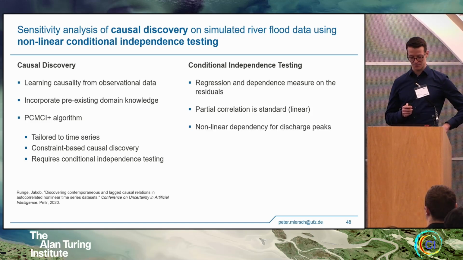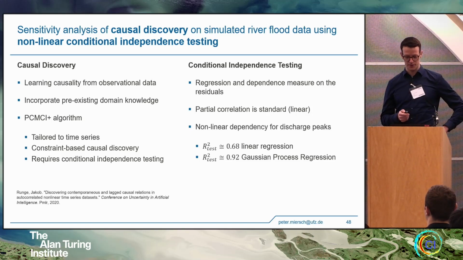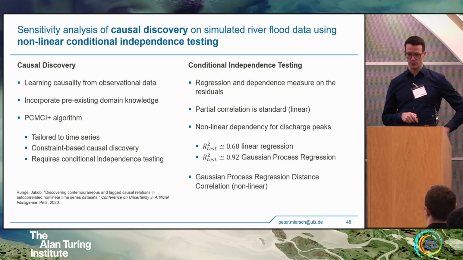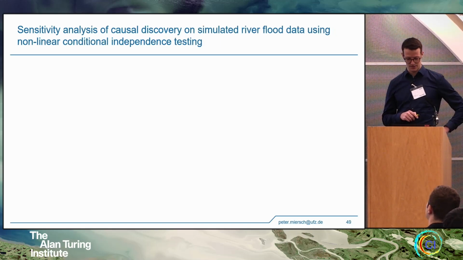But in this study, I know that discharge peaks have a nonlinear behavior. And this can be shown, for example, if you use linear regression to try to predict these discharge peaks, you get an R² on a test set of around 0.68, whereas with Gaussian process regression, a nonlinear method, you get 0.92. And this motivates why, in this study, I will just use Gaussian process regression, distance correlation, and a nonlinear conditional independence test.